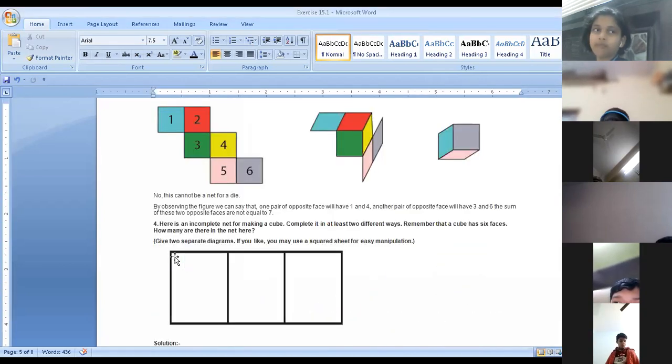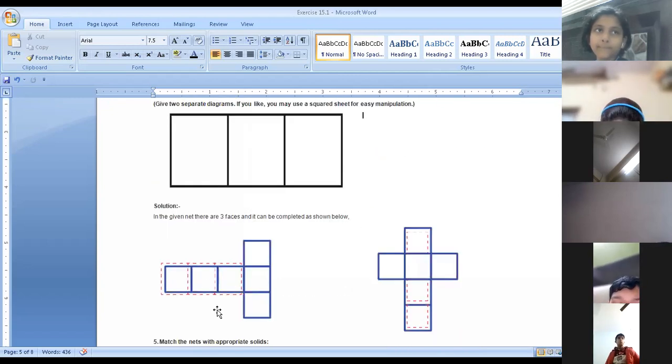Let's see the fourth question. Here is an incomplete net for making a cube. Complete it in at least 2 ways. Remember that a cube has 6 faces. How many are there in the net? There are 3 faces only, which are given here. So when you add 3 faces to these, you will get a cube.